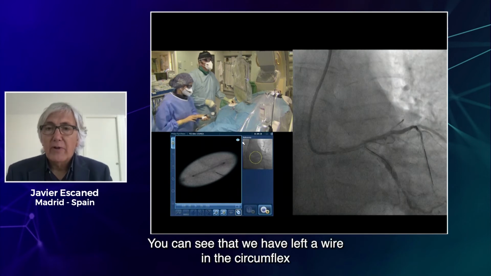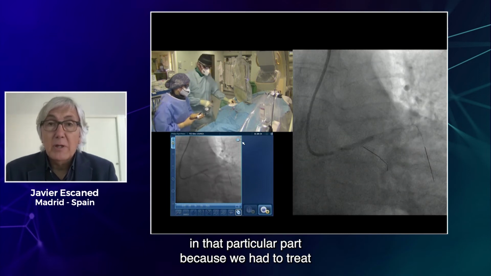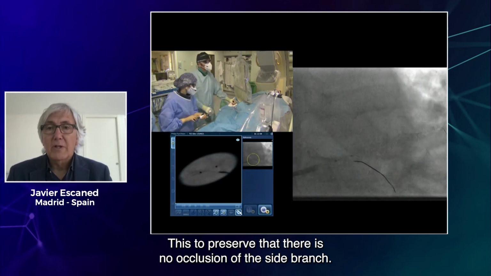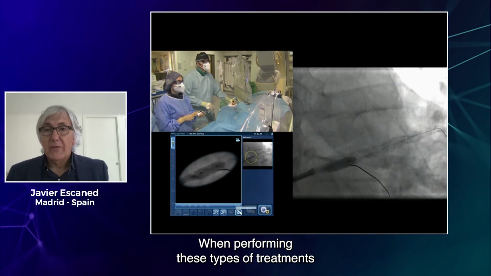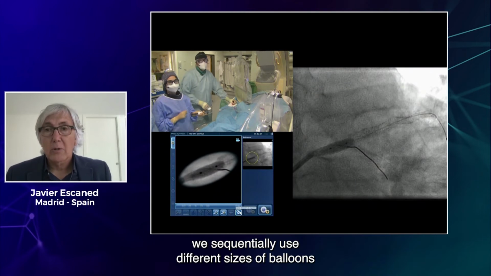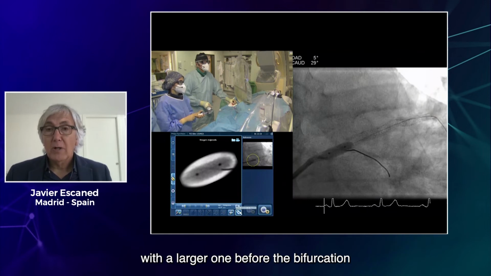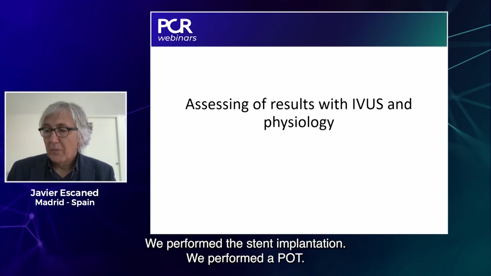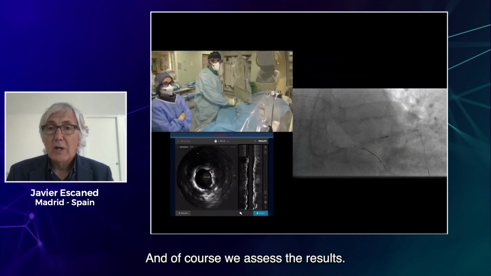Of course, you can see that we have left a wire in the circumflex at this particular point because we have to treat the bifurcation of the left main to some extent, or at least to ensure that there is no occlusion of the side branch. When we perform this type of treatment, we always sequentially use different sizes of balloons, with a larger one before the bifurcation, so we do not displace the carina. We perform the stent implantations and perform POT, and of course we assess with IVUS what is the result.